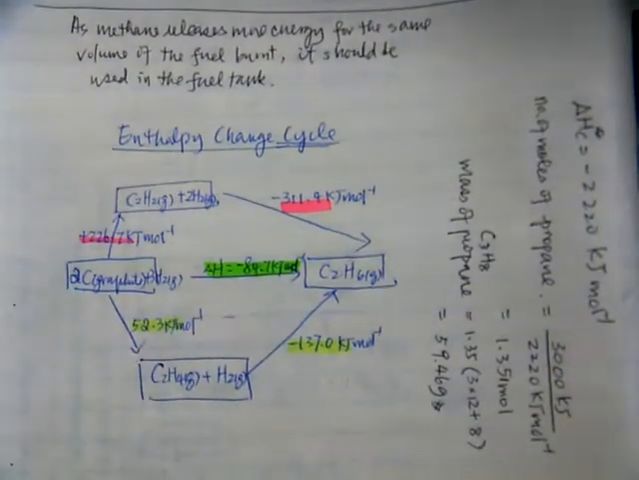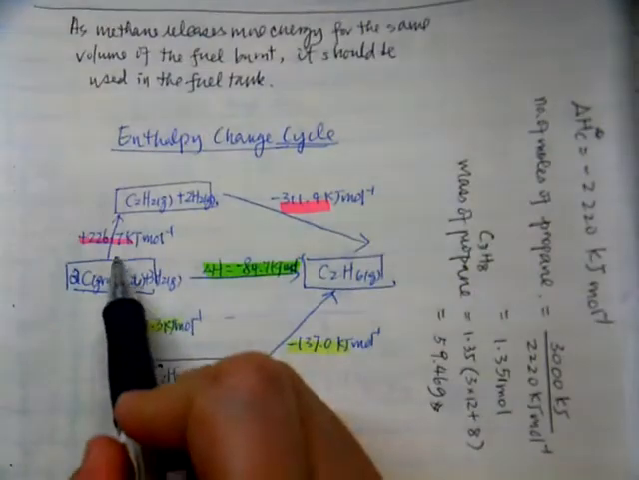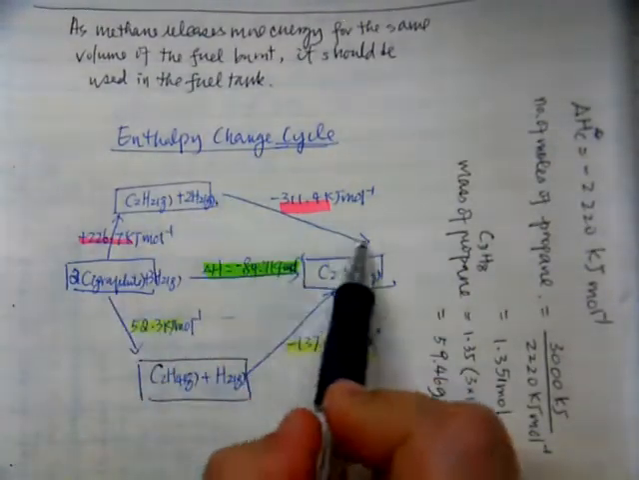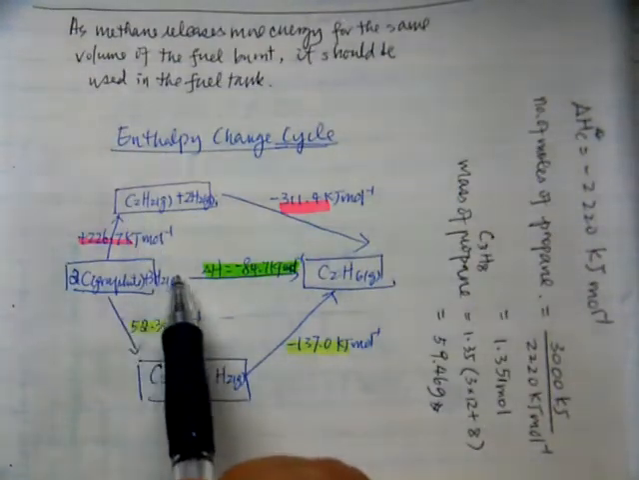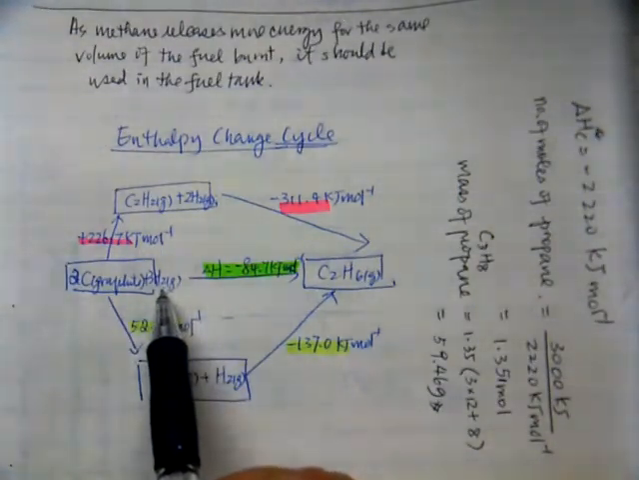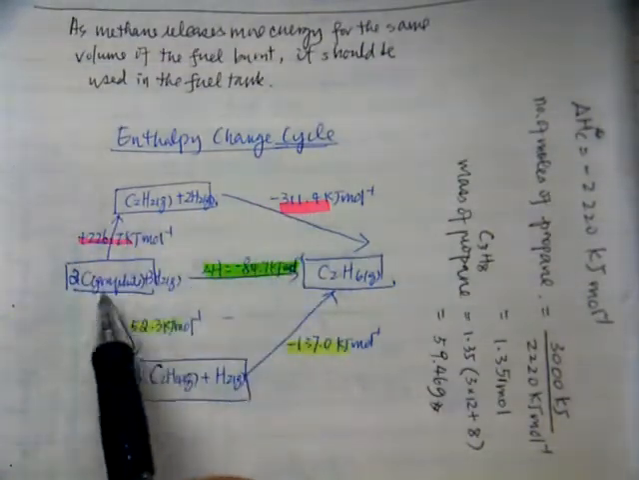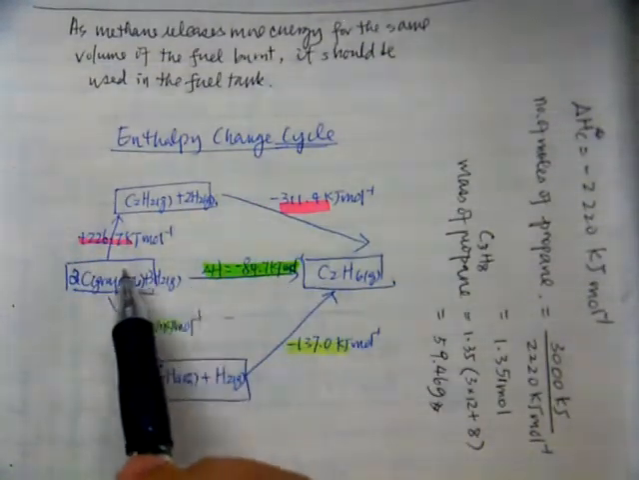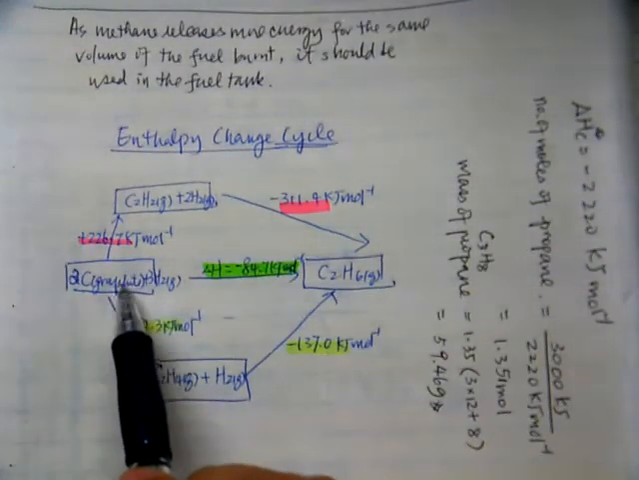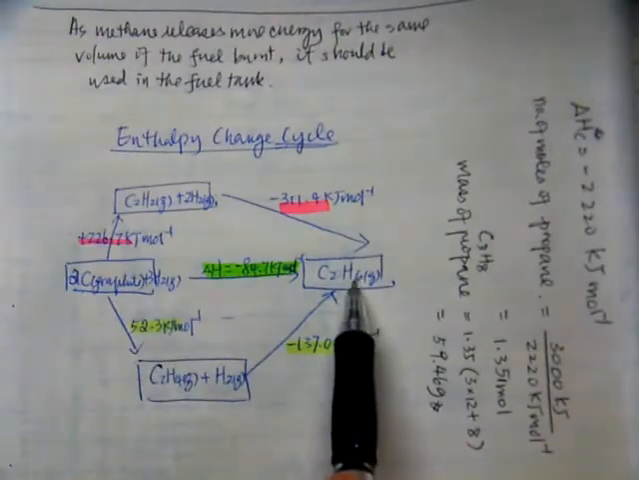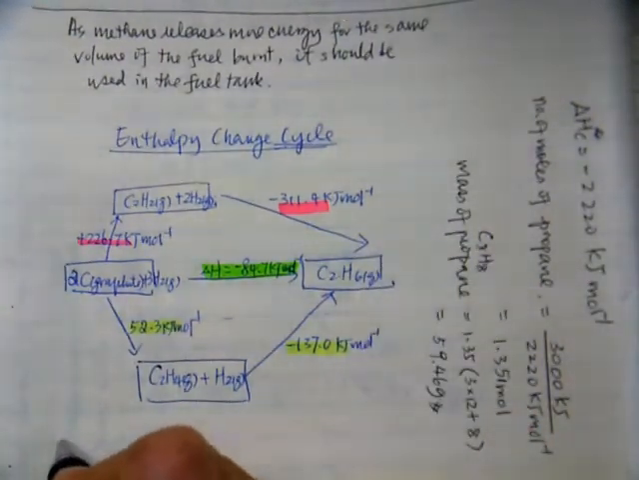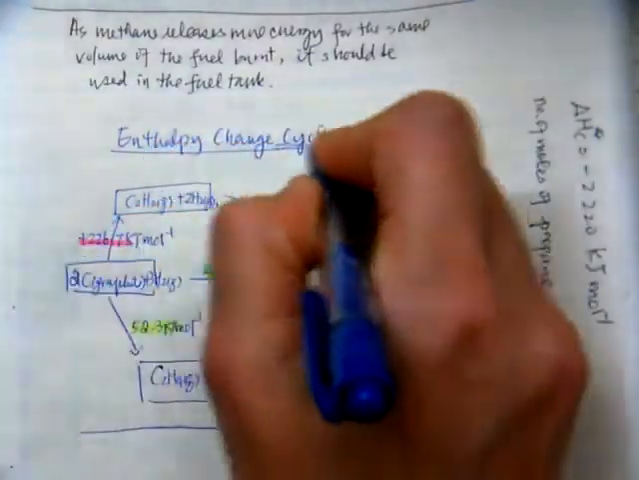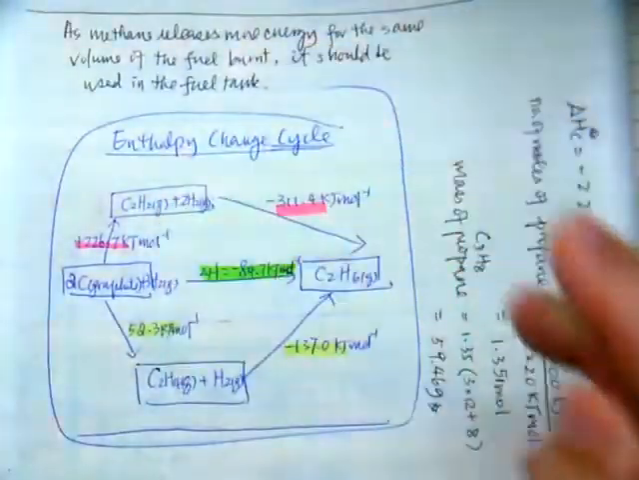Now there are 3 routes, A, B, and C. The overall enthalpy change is the same, regardless of the route by which the reaction takes place, provided that the initial and final states are the same. Understand? It's very useful. The cycle is very, very useful.